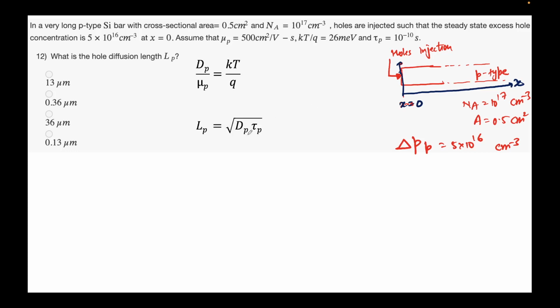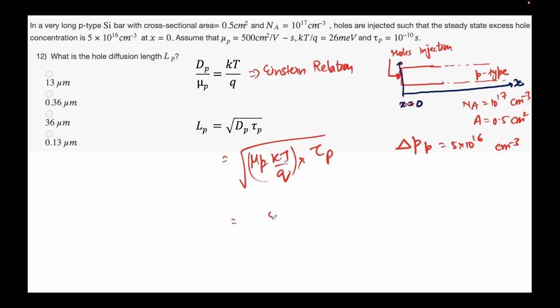LP is given by the square root of dp times tau p. We have seen that, right? The diffusion length is given by this expression. So is tau p given to us? Yes, tau p is given to us. dp is not given to us, correct? But mu p is given, and we have seen the Einstein relation. Just to recall, this is the Einstein relation. We have seen its derivation today. So let's put the values. The value of dp will be mu p times kT by q, times tau p.